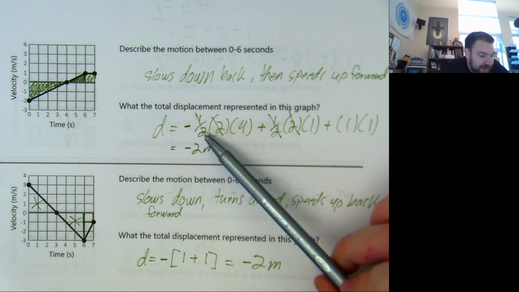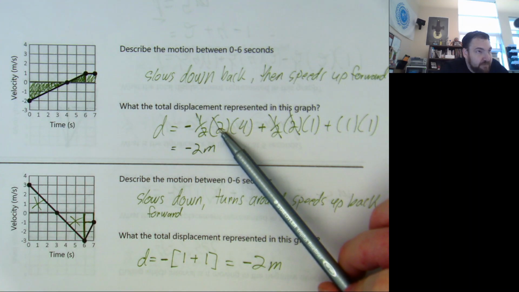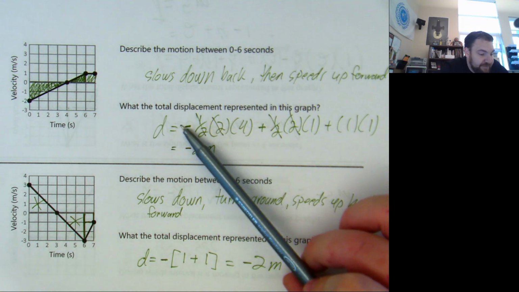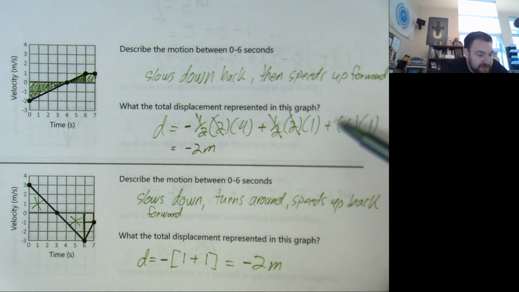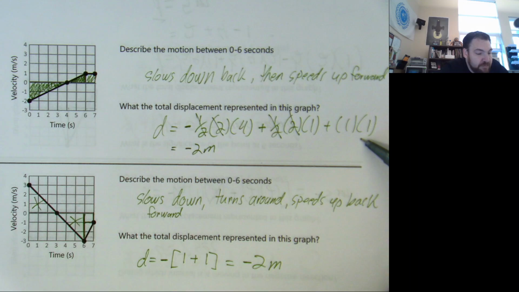So the half and the 2 are going to cancel each other. So this is going to be negative 4 here, plus 1, plus 1, plus 1, plus 1, negative 2. Does that make sense, Ryan?